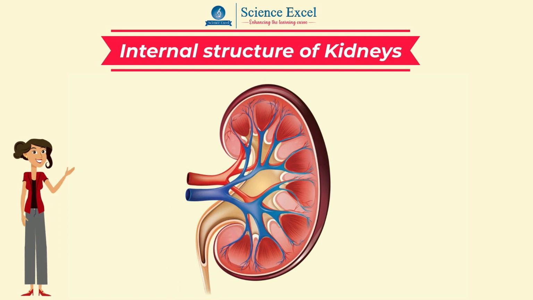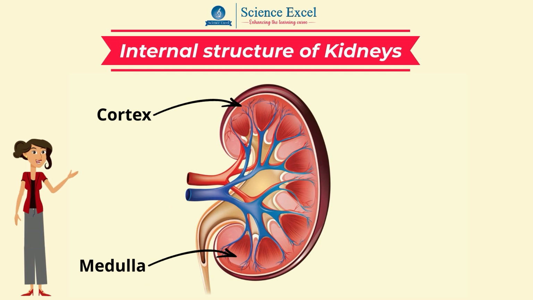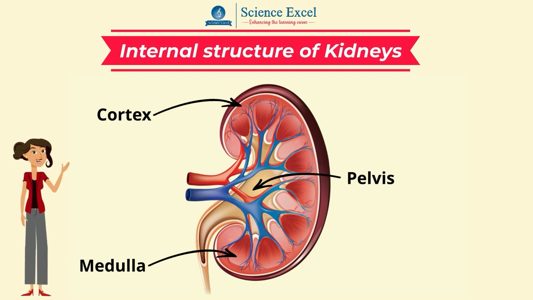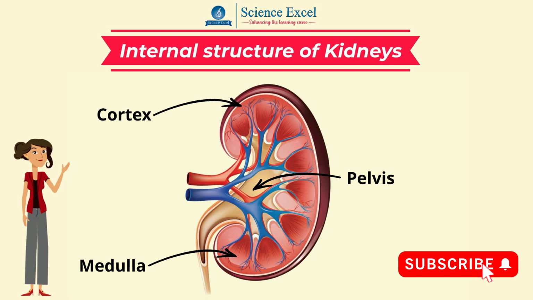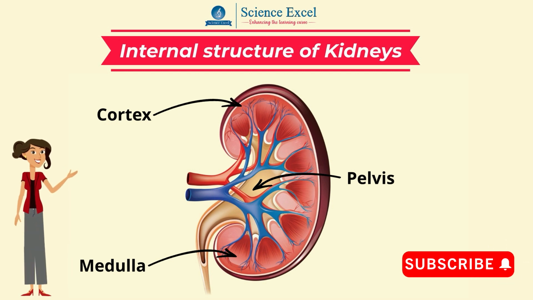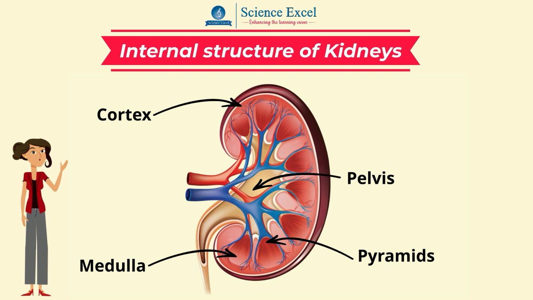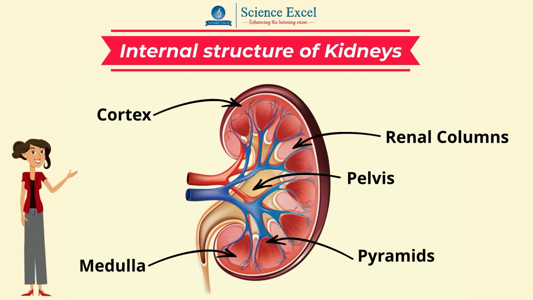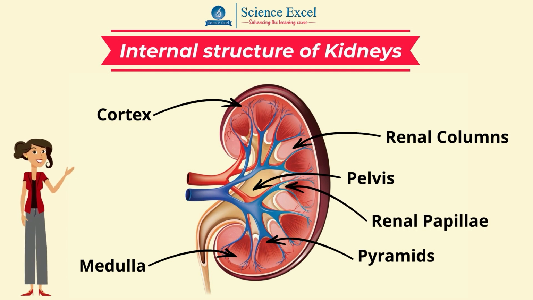Internally, the kidney is divided into an outer cortex, middle medulla and central pelvis. The medulla has 15 to 16 conical structures called medullary pyramids. In between the pyramids are spaces called renal columns through which the blood vessels pass. The tips of the pyramids, called renal papillae, point towards the renal pelvis. The pelvis leads to the ureter on the outside of the kidney.